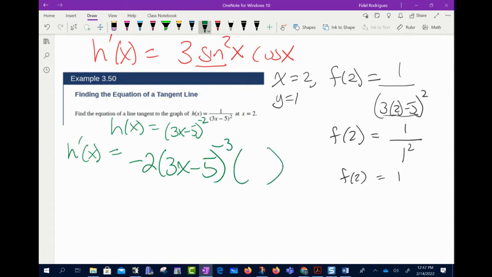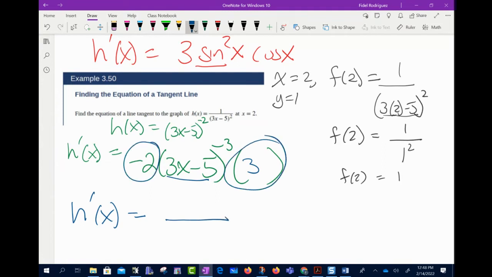Good. Okay. And then we have to take the derivative of what's inside. So the derivative of 3x is just 3, and the derivative of 5 was 0, so we don't need it, okay? So now look, h prime of x, just like we did with the other problem, y'all. I'm going to take these two numbers and put them together. So remember, we're still multiplying. So negative 2 and positive 3 should leave me with a negative 6 all over 3x minus 5.